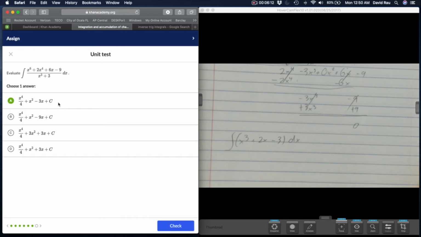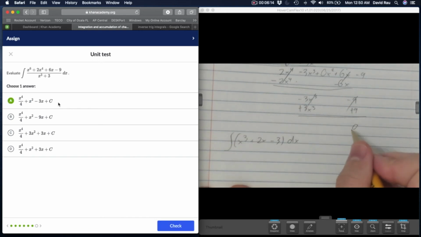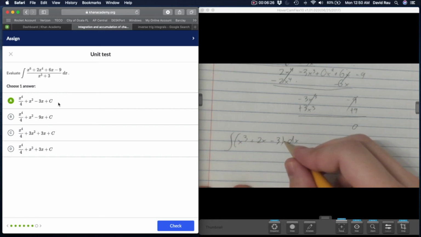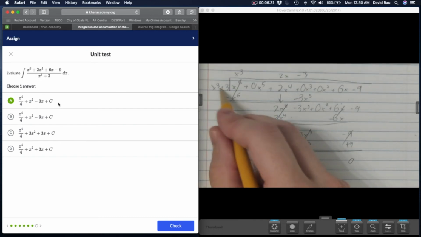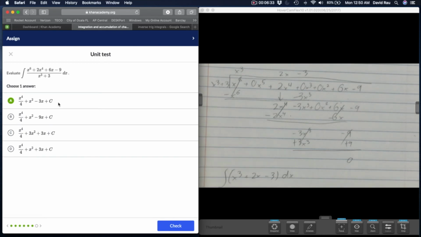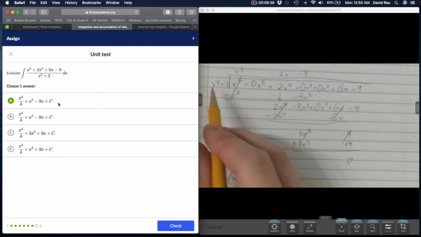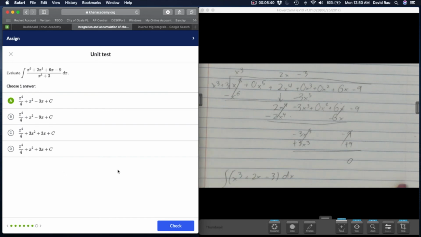But one thing I want to say is what you're usually going to see is this will not be 0. And if that's not 0, then let's say the remainder was 7. You'd have to write in the integral plus 7 divided by what you were dividing by to begin with. So you'd have 7 over x cubed plus 3, and you'd have to do some kind of integral trick with that.